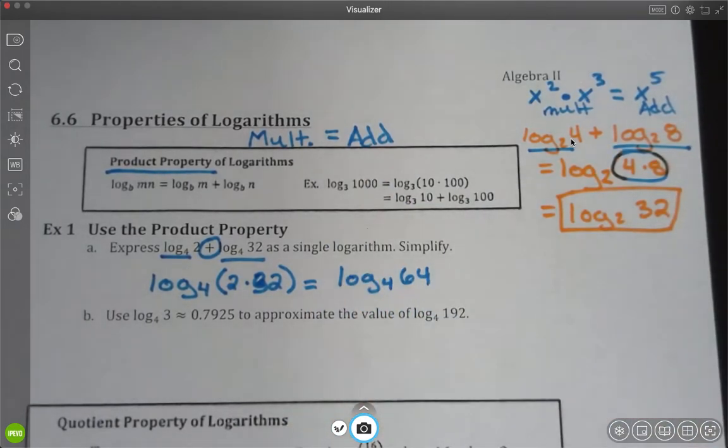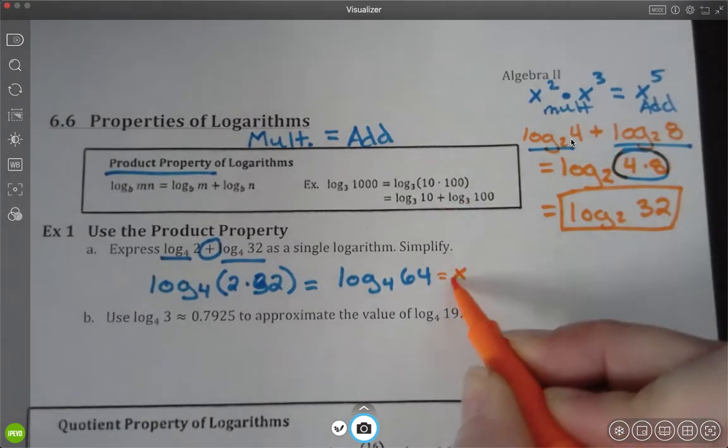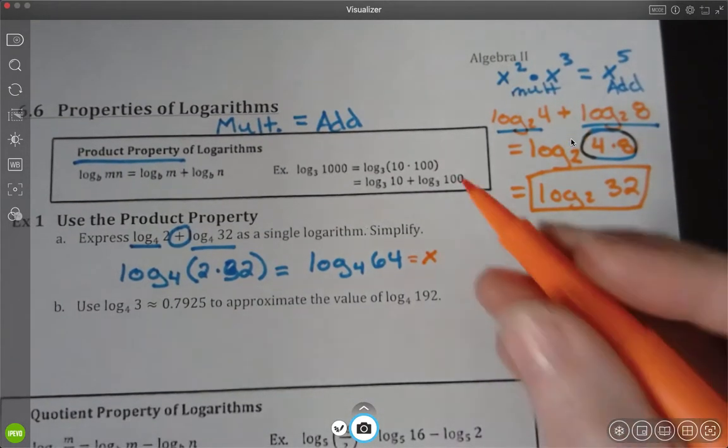Now, they want us to simplify. So there's one more thing they want us to do in addition to that. So I want to solve for log base 4 of 64. I'm going to set it equal to x.